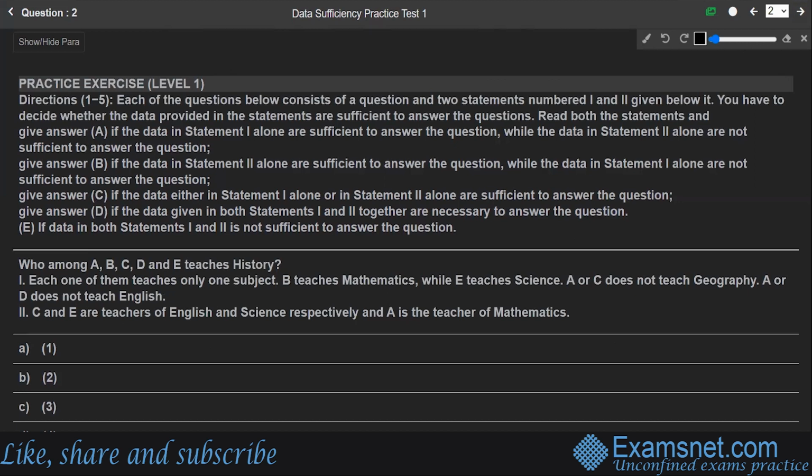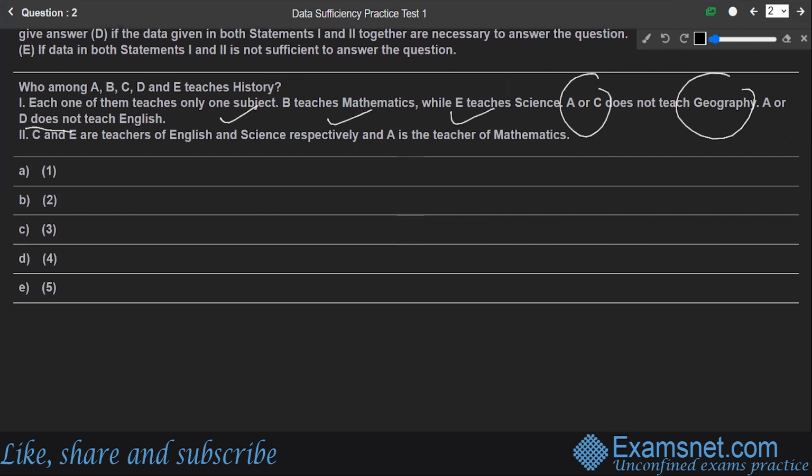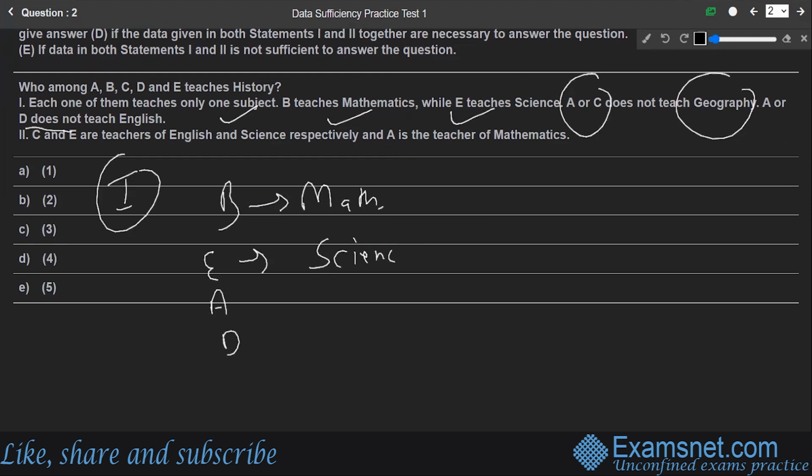So if we see statement number one, he says each one of them teaches only one subject. That is the first information. B teaches mathematics. E teaches science. A or C does not teach geography. A or D does not teach English. So let us make a table out of it. They are saying each one teaches one subject only. B is teaching maths. E is teaching science. That is clear. And A, C, D are the remaining people. These five people will be there.